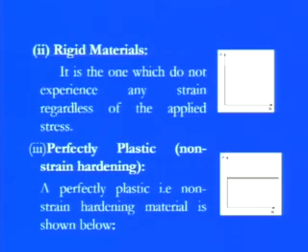Second is the rigid material. Rigid means, like a stone, you apply the load, apply the load, apply the load, and it will sustain with no deformation, and then suddenly it ruptures. It is a kind of material which does not experience any strain regardless of the applied stress. We are applying the load, but there is no deformation within the microstructure or externally.